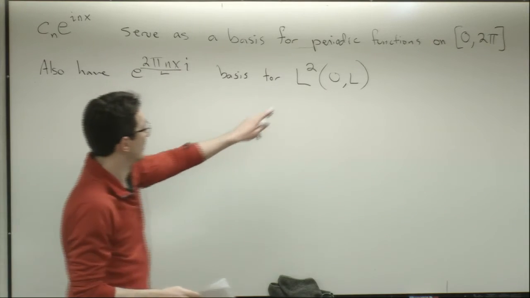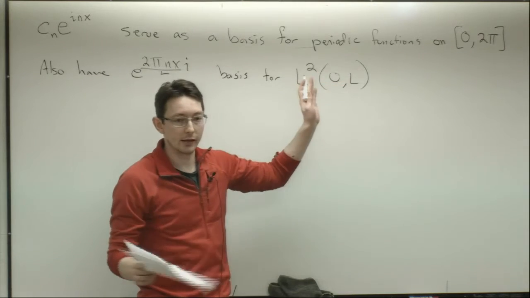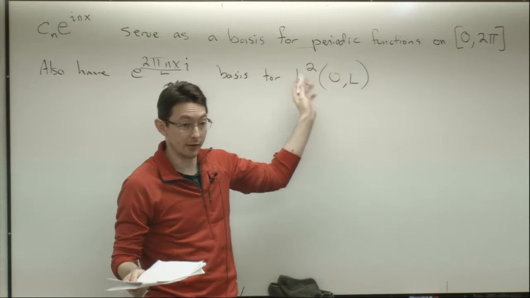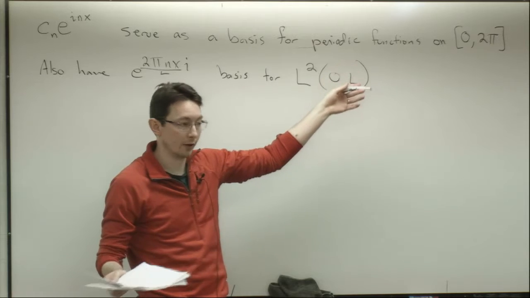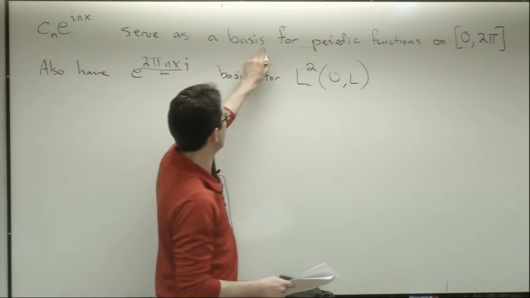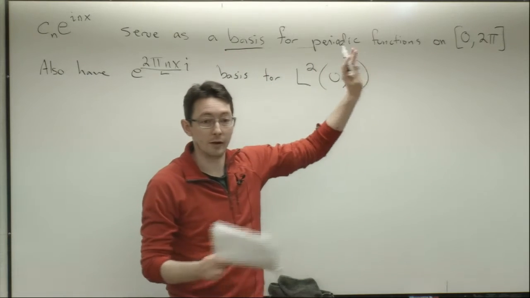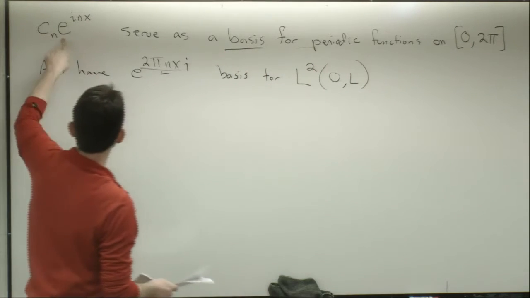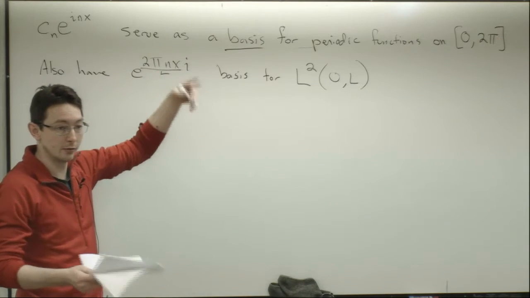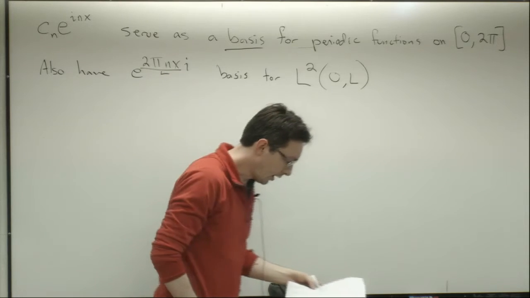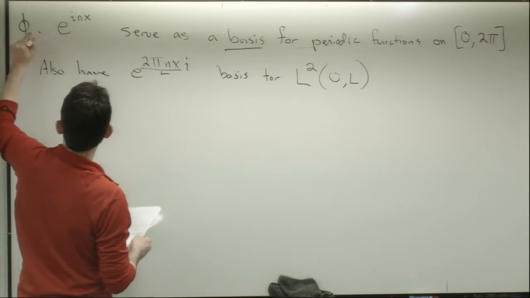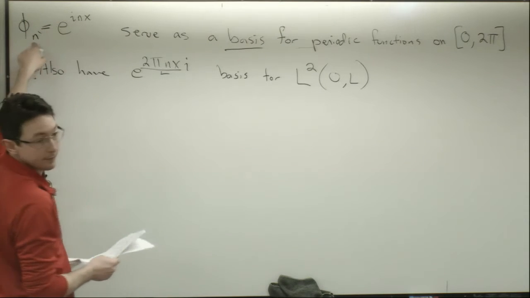Okay, and remember, this L2 of 0 to L is just fancy notation for any nice, well-behaved function whose square doesn't integrate to infinity over this domain. So I said that these serve as a basis for an infinite dimensional function space. There's infinitely many of these basis functions, right? One for every possible n equals 1, 2, 3, up to infinity. Let's call these phi of n. So the nth function is this.